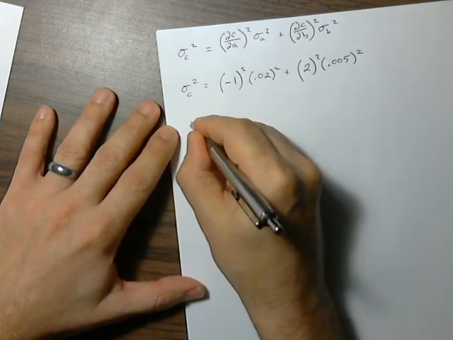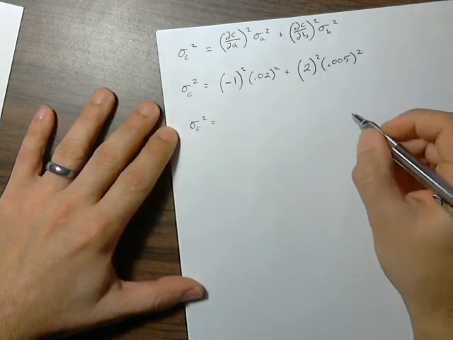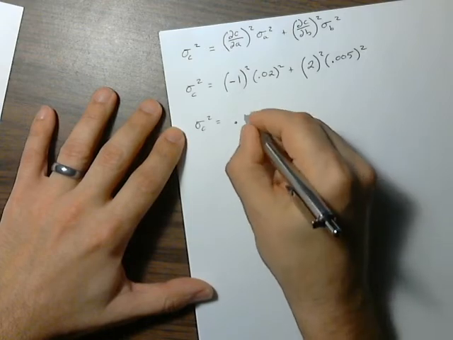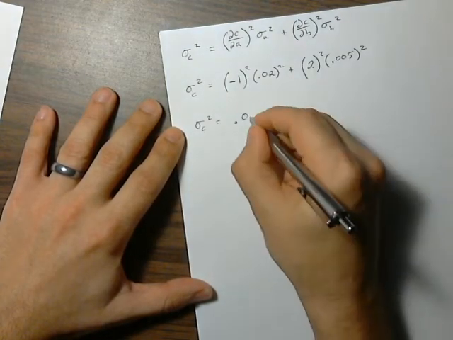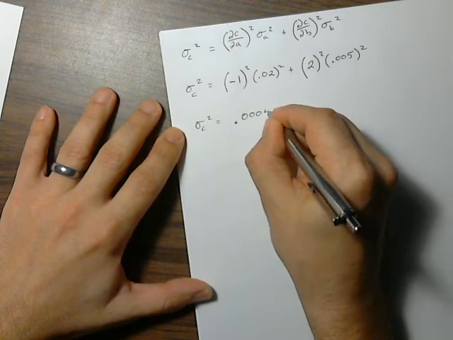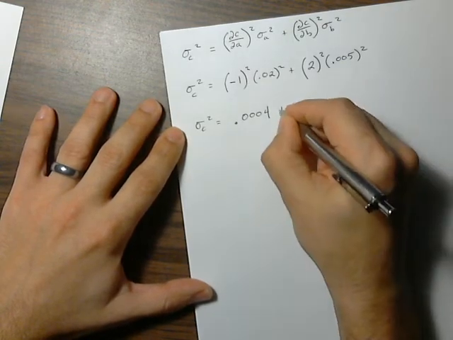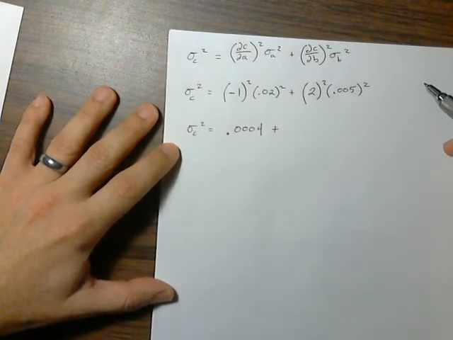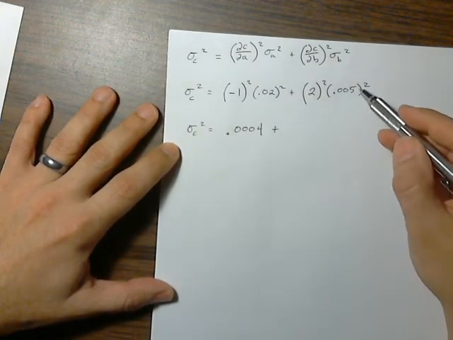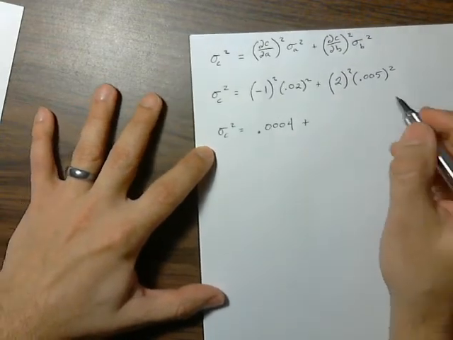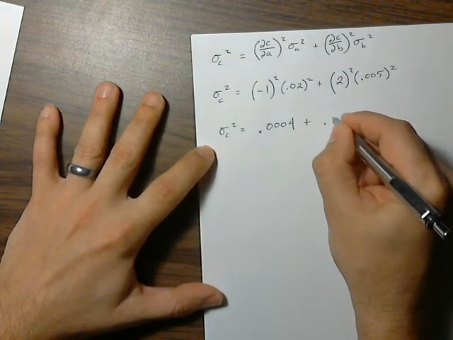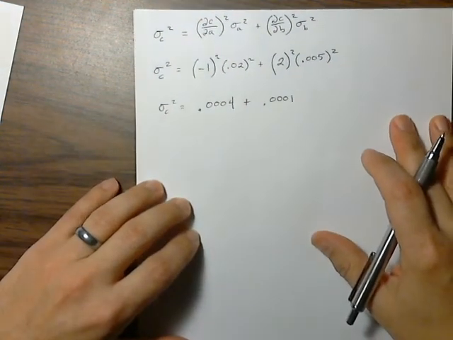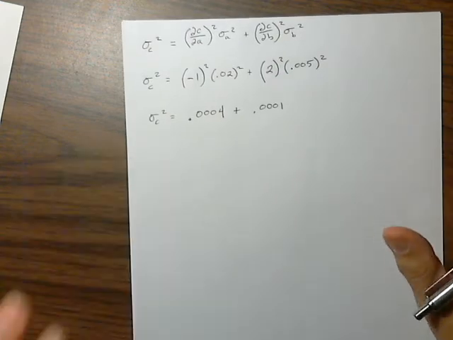So the variance of C is equal to, now I don't have my calculator ready, so let's see if I can get away without it. So this is 4 times 10 to the negative 4th. And then that's going to be plus 4 times 25 times 10 to the negative 6th, which is going to be 1 times 10 to the negative 4th. Neat.